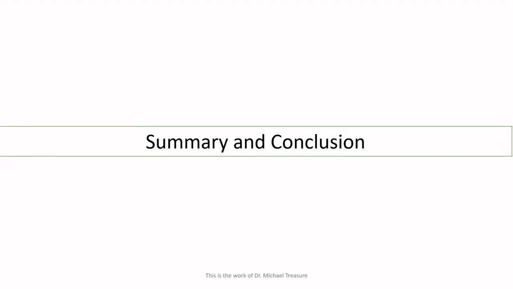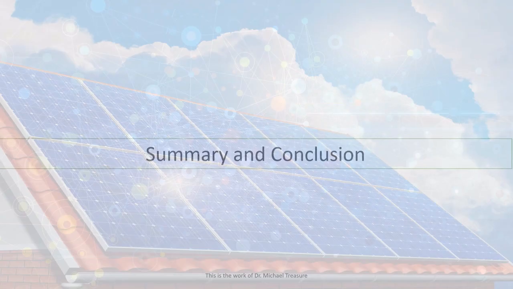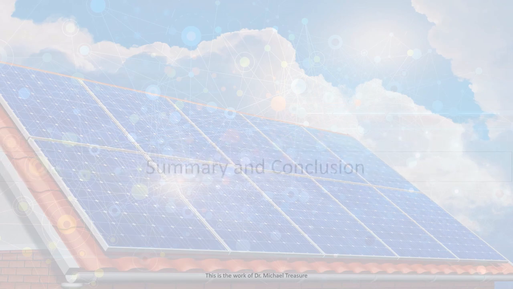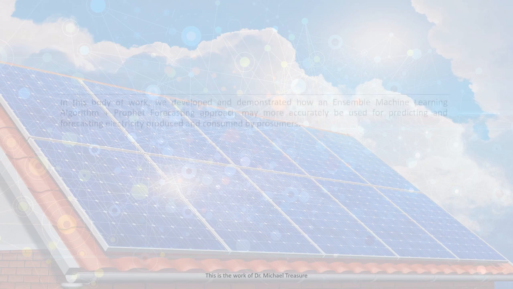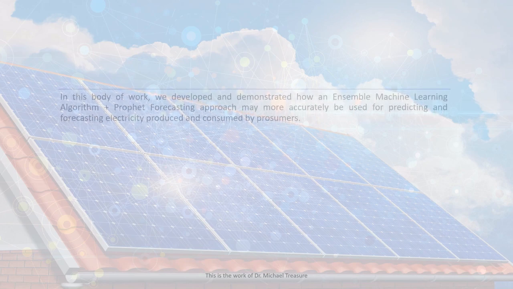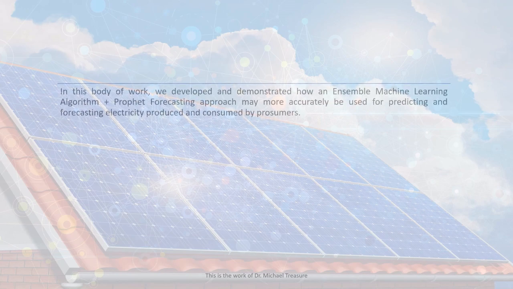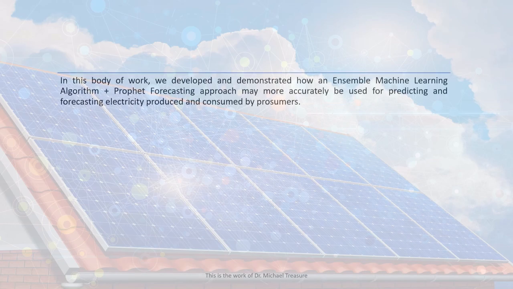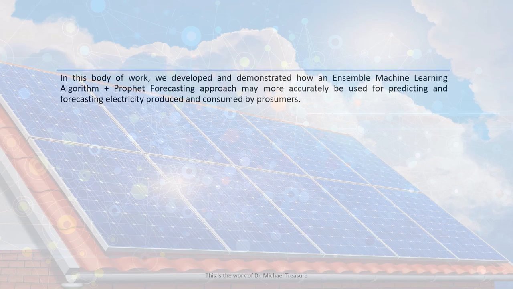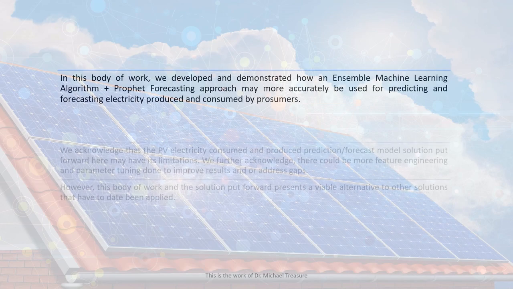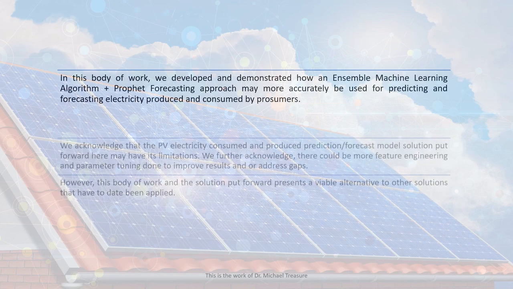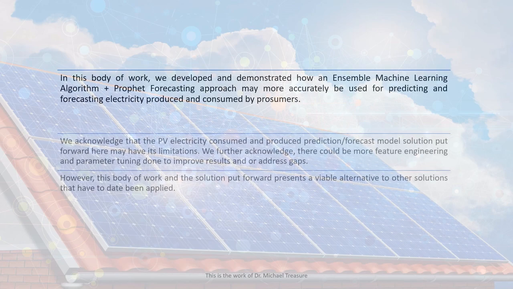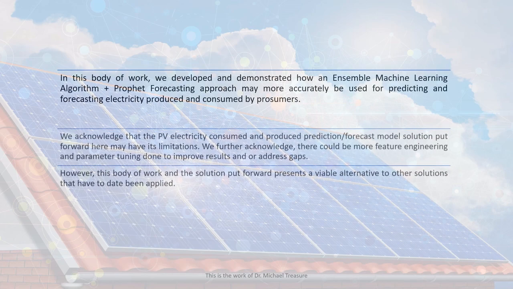Let's summarize and conclude. In this body of work, we developed and demonstrated an ensemble machine learning algorithm and profit forecasting approach. We believe it may be used to more accurately predict and forecast electricity produced and consumed by PV prosumers. We acknowledge that our solution put forward here may have its limitations. We further acknowledge there could be more feature engineering and parameter tuning done to improve results and/or address gaps.